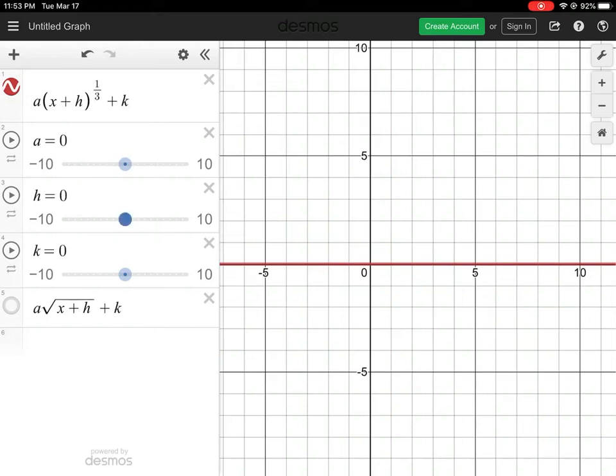If we change h, that's inside that cube root. So h moves it left or right. Again, if we have a positive h, it will move to the left, however many. If we have a negative h, it will move to the right. Okay, so negative 5 moves it 5 right. Positive 5 moves it 5 left. Pretty straightforward. And then k, same thing, it will move it up or down. I do want you guys to notice for the square root, remember the domain and range for the cube root was always all real numbers.